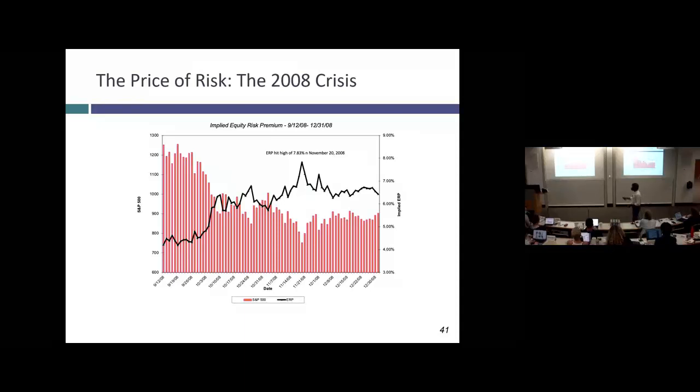I computed the equity risk premium every day, from September 12th of 2008, that's a day before the Lehman collapse, to December 31st of 2008. We started the process with an equity risk premium of just about 4%. There was a day in November, 8 weeks later, where the equity risk premium in the US was 8%.